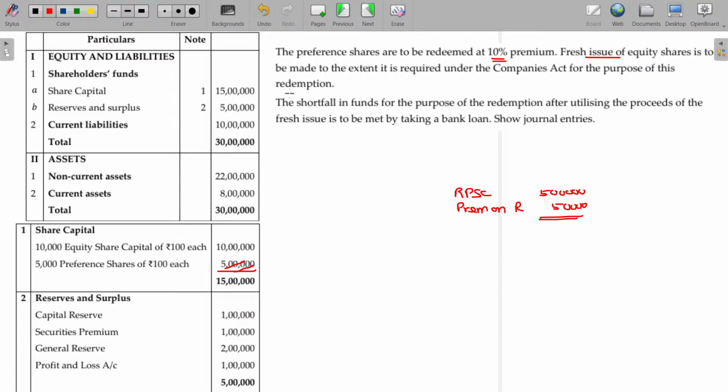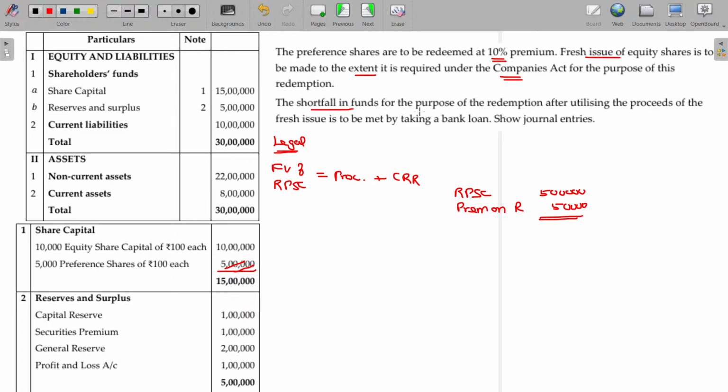Fresh issue of equity share is to be made to the extent it is required under the Companies Act. What the Companies Act says is the legal requirement: the face value of redeemable preference share capital should be equivalent to proceeds plus CRR creation. Now, fresh issue is required only to the extent required as per the Companies Act.